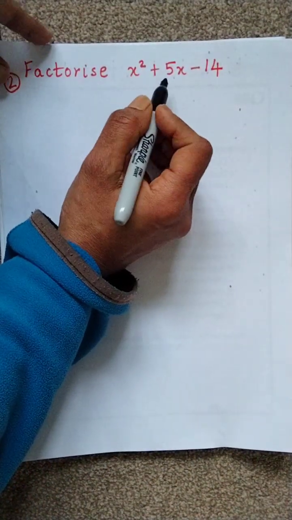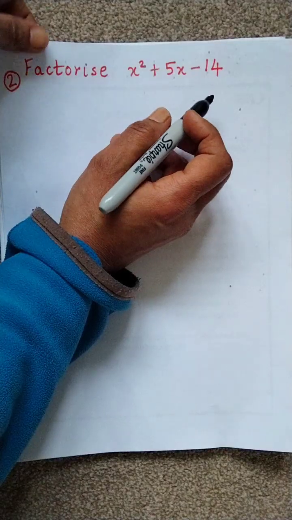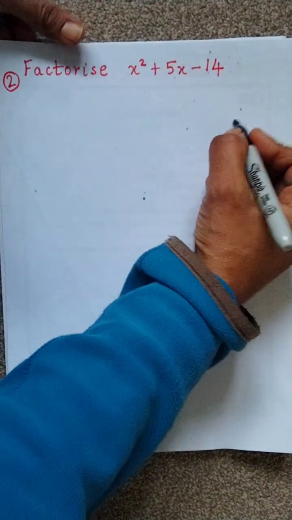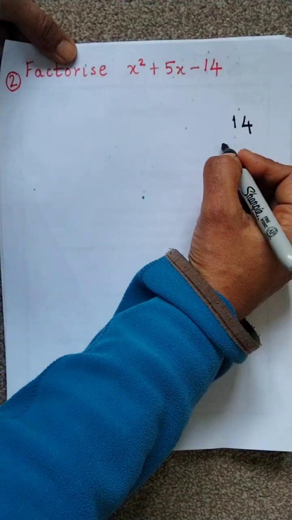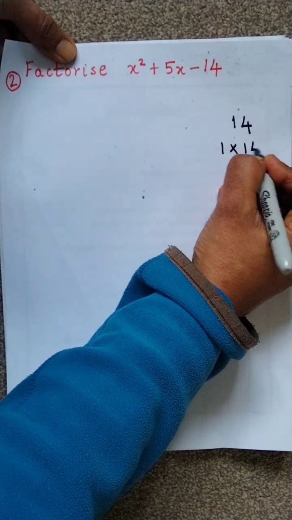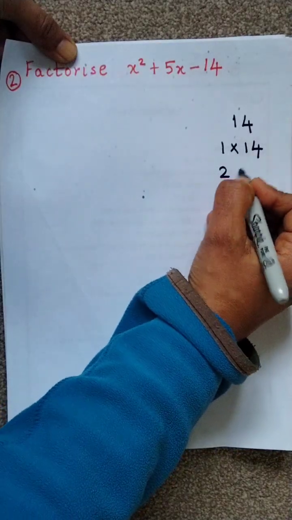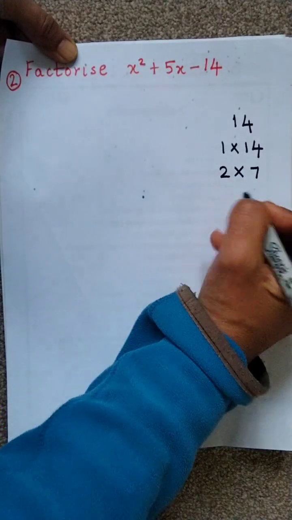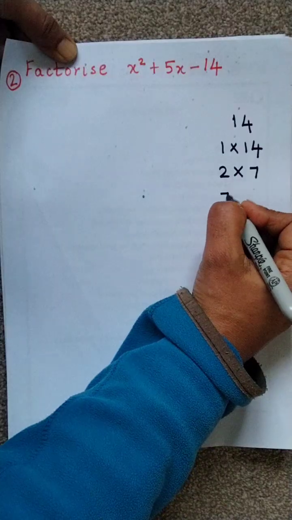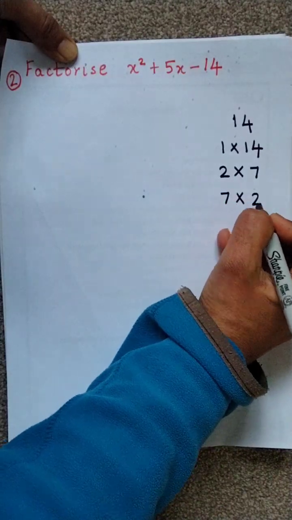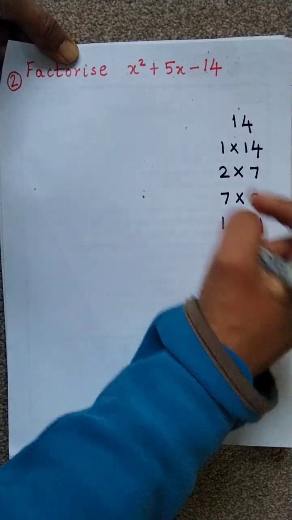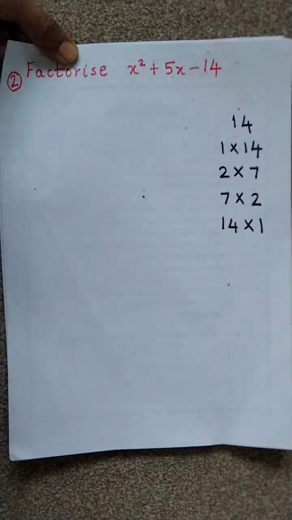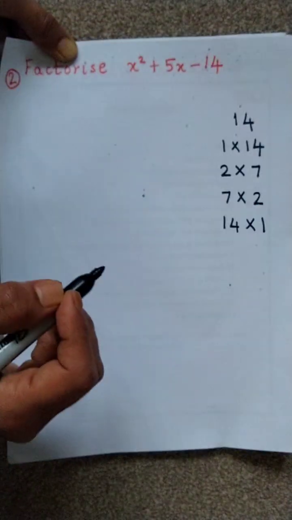x square plus 5x minus 14. Okay. We take the last term 14 and we will write it in the form of product. So 14 can be written as 1 times 14, or 2 times 7, or 7 times 2, or 14 times 1. So these are the different ways we can write 14 in the form of a product.